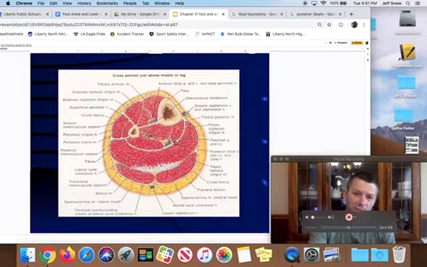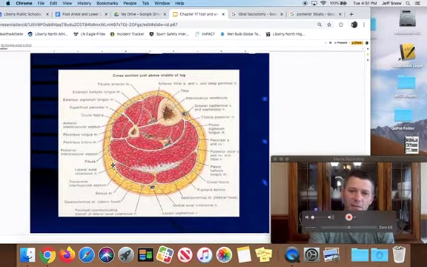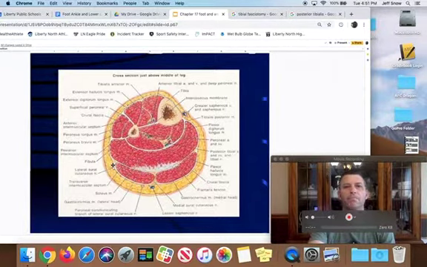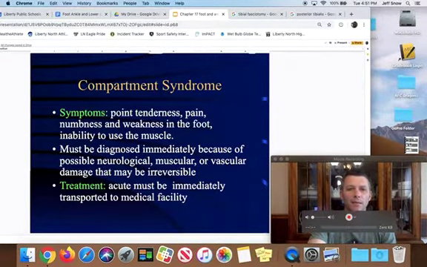This picture does a really good job of showing the individual arteries and nerves here, as well as all of the muscles, right? So here's the calf muscle, the soleus muscle, we got the anterior tibialis here, all of these muscles. This is what the cross section looks like of our lower leg.